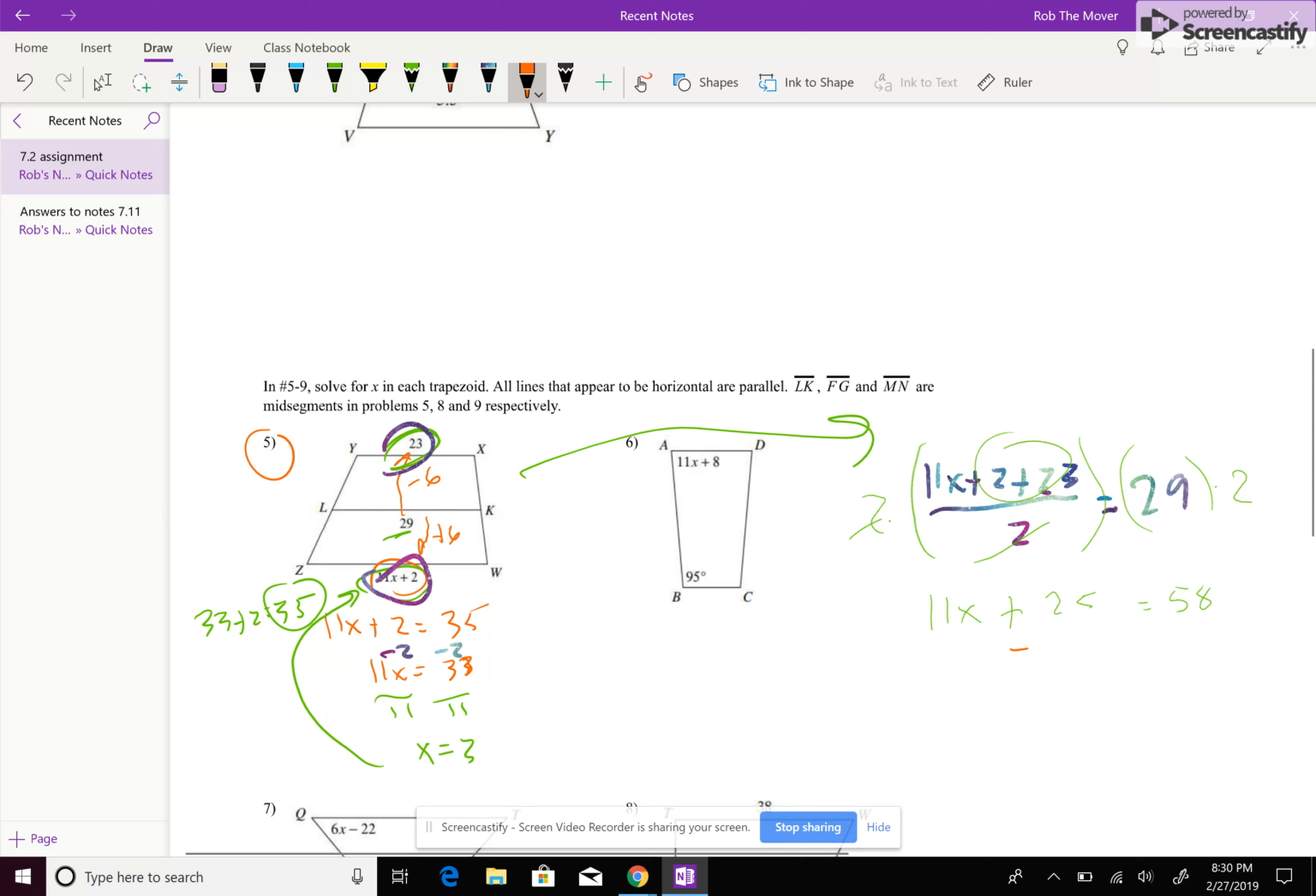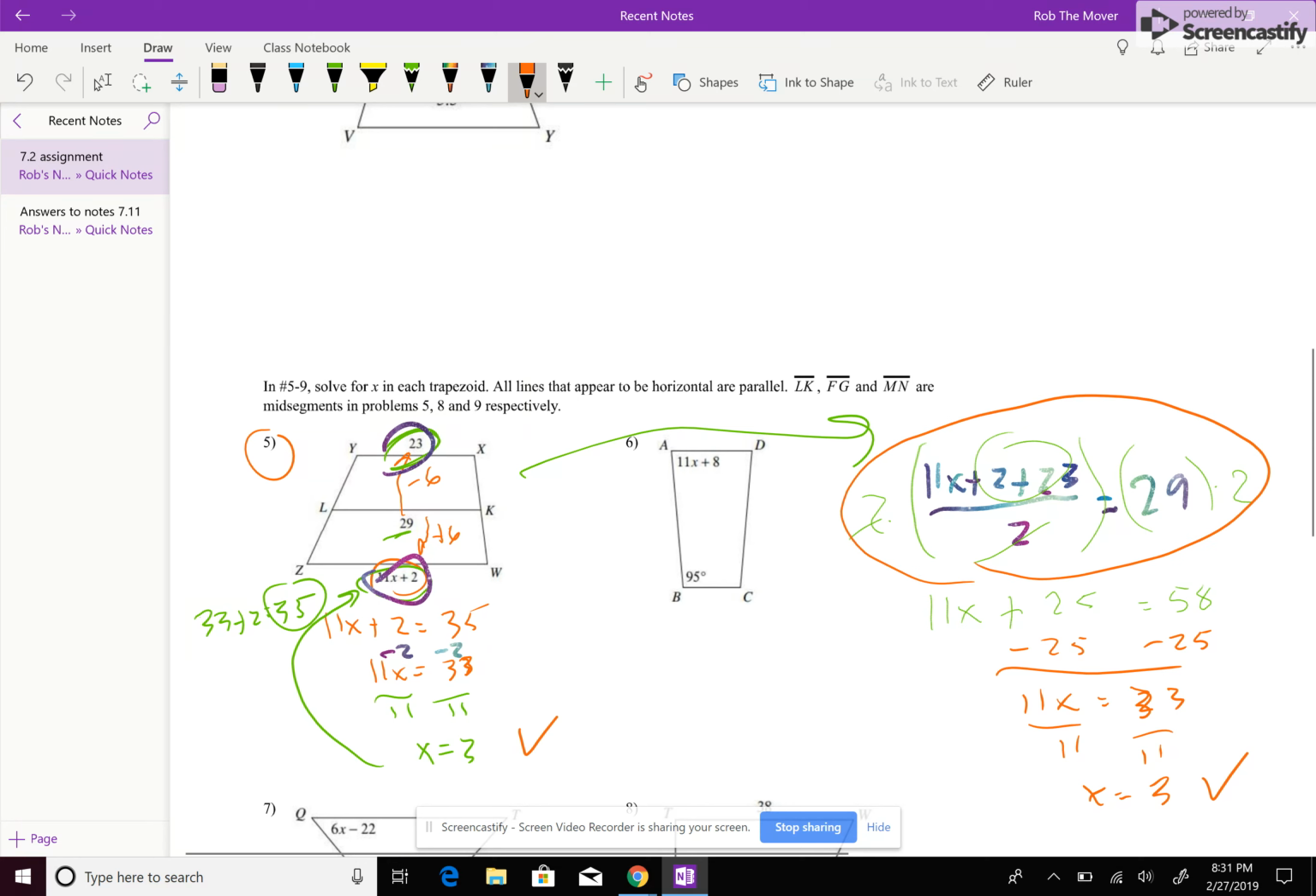Okay, I'm going to subtract 25 on both sides and get 11x equals 33, sorry. Divide by 11 on both sides and get x equals 3 again, right? So same answer as we got before. So that's great. We're solving for x. Again, this makes it a little bit more algebraic than the other method. It's not to say it's any less of a good method or any more of a good method, but it will help you later on.